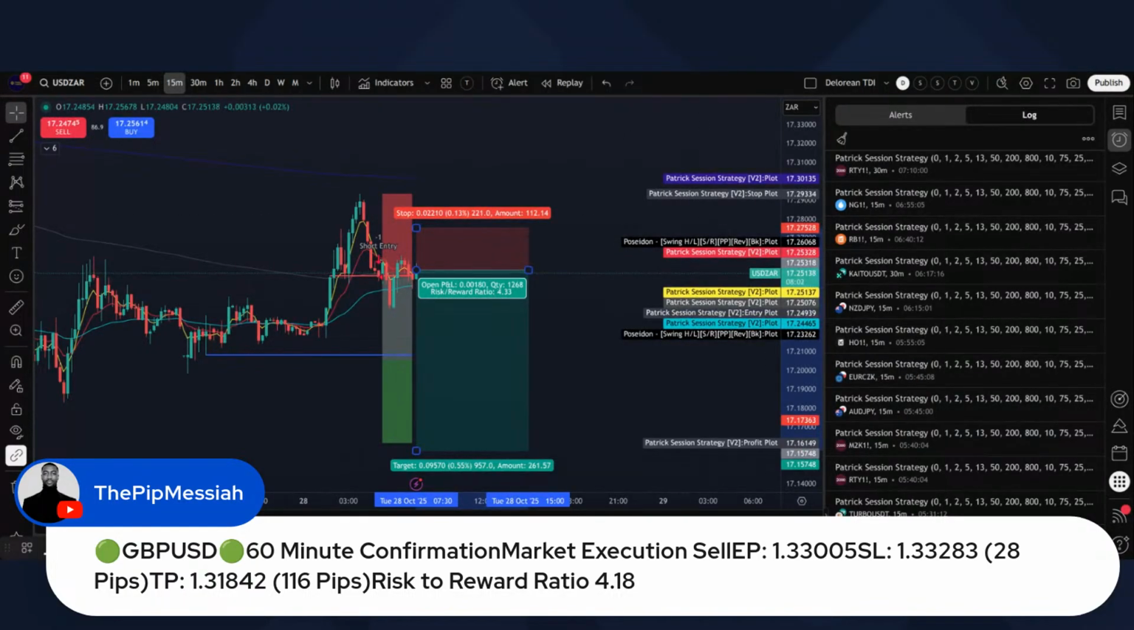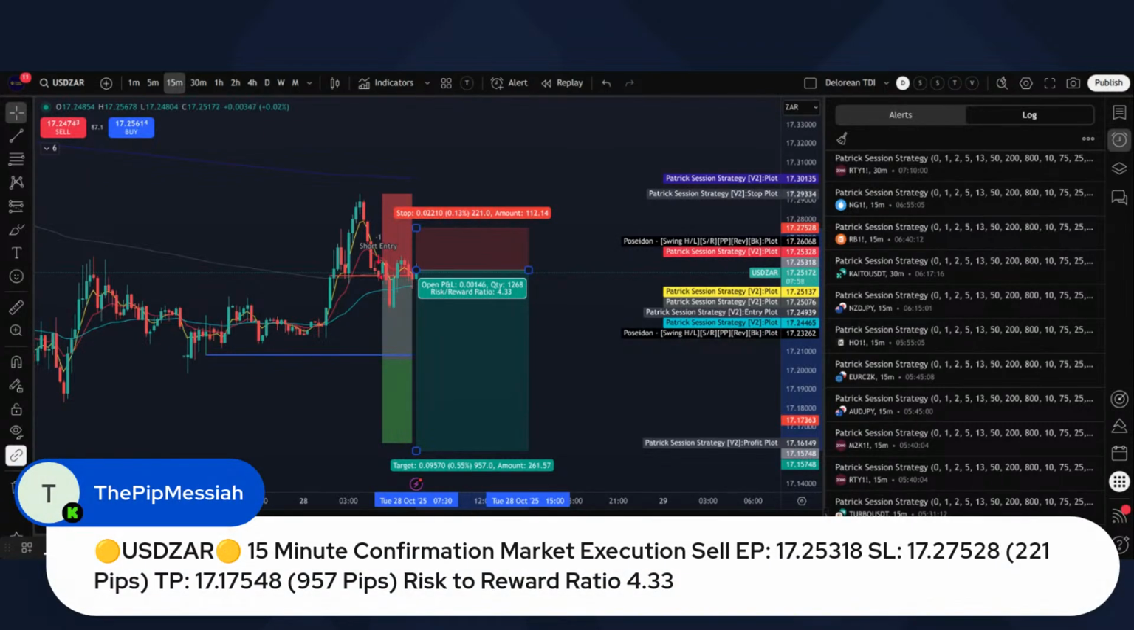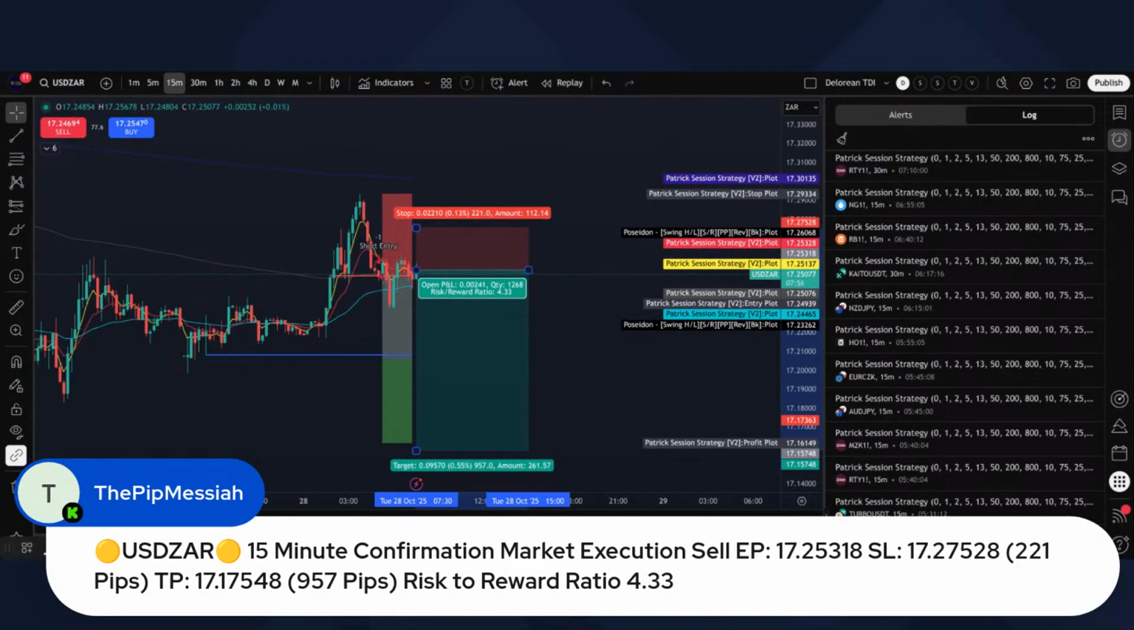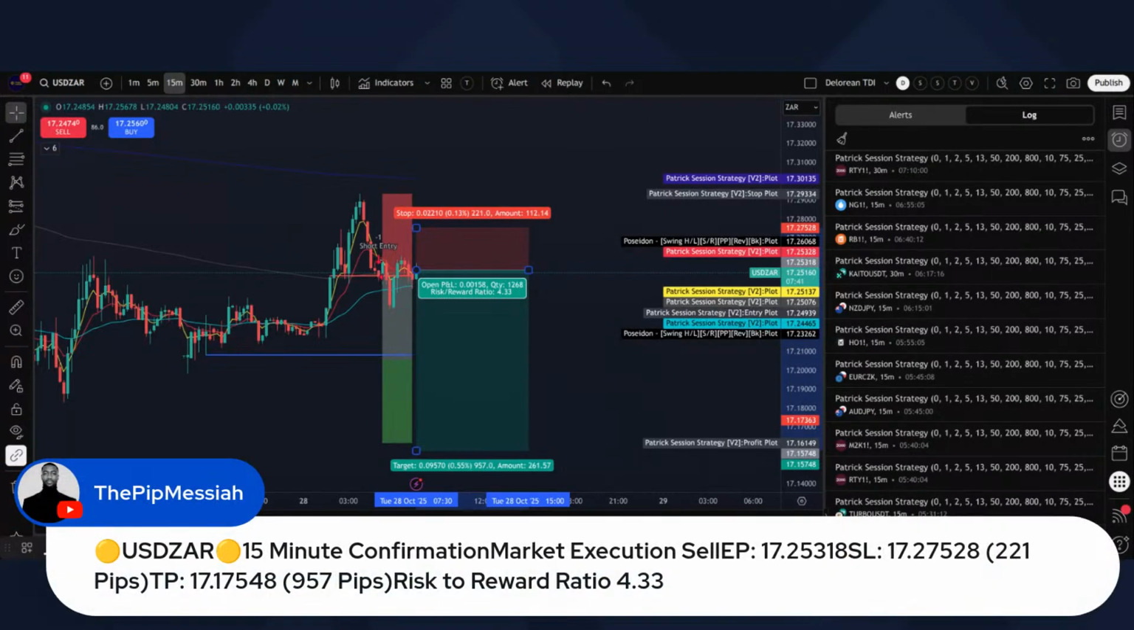Second call of the morning. United States dollar to South African rand, 15-minute confirmation. Market execution sell. Entry price is 17.25318. Stop loss is 17.27528 for 221 pips. Take profit is 17.17548 for 957 pips. Risk reward ratio of 4.33.